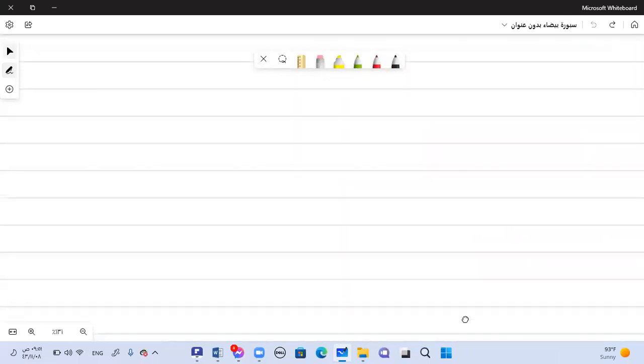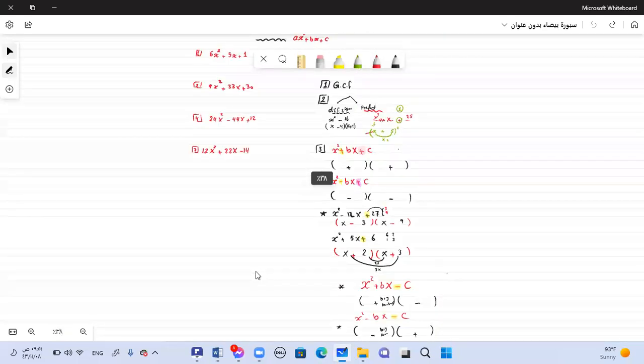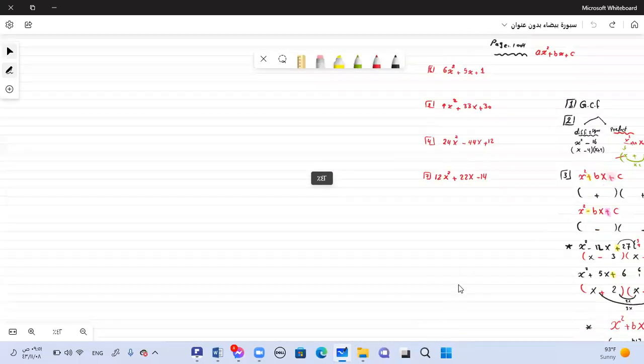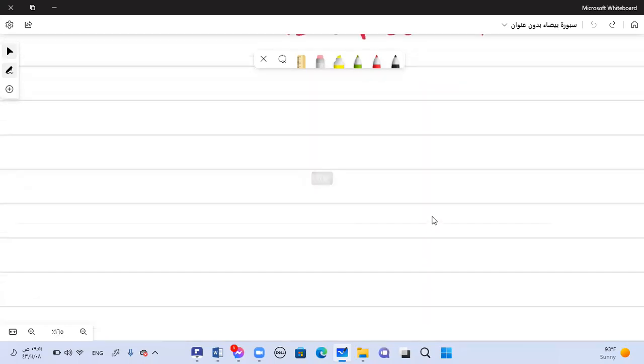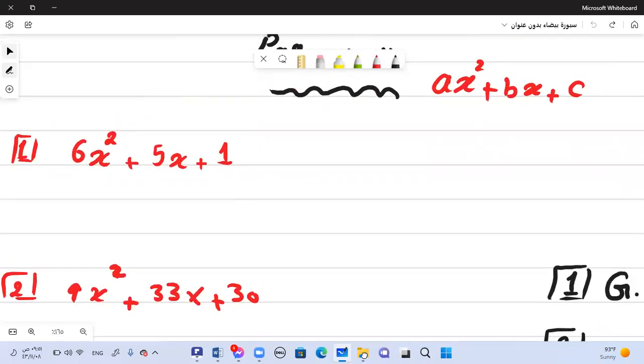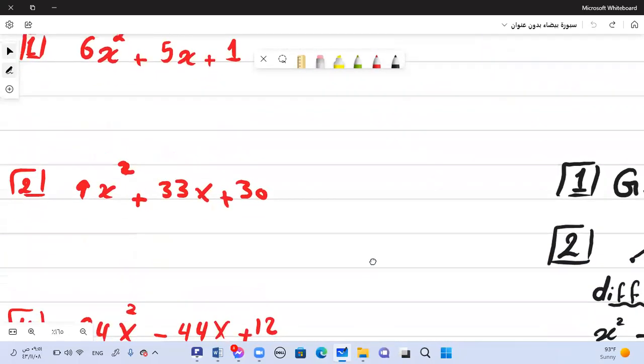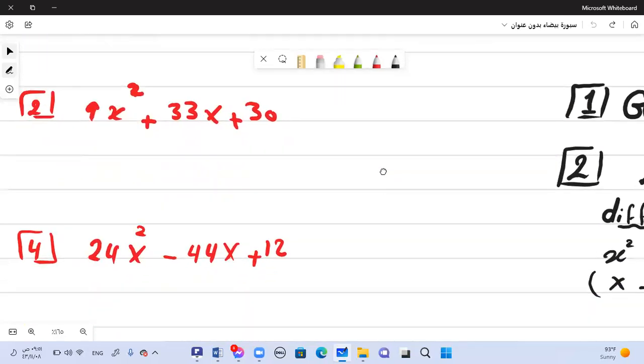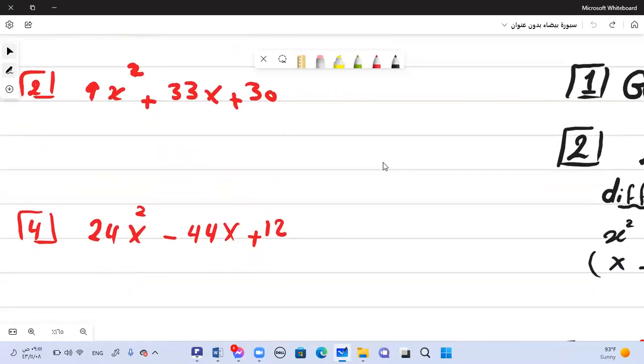New idea, new lesson. If we have ax squared plus bx plus c, and I have no common factor, so solve step by step. Okay, let's go. Factorization. Which way will I use, step by step? Which is the first one I will use? Greatest common factor. Is there a greatest common factor?